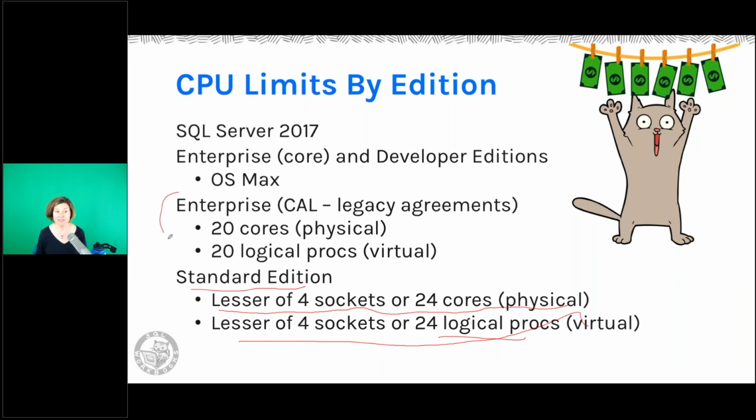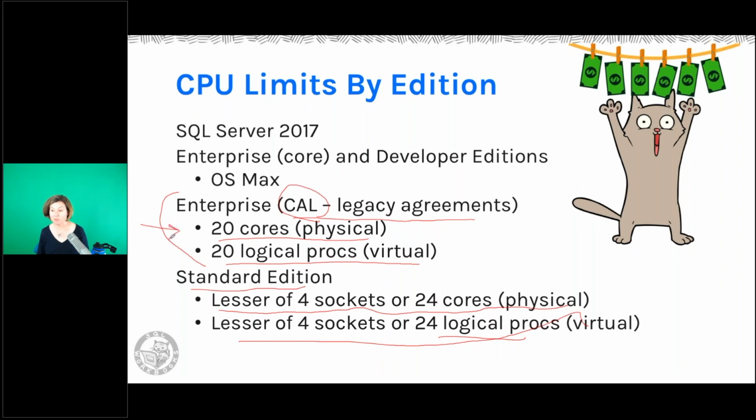For Enterprise Edition, we are limited to, and this is okay, what this is, if we are using a legacy agreement that got upgraded, that is called CAL licensing. And it will be limited to 20 cores physical or 20 logical processors virtual. So if you look at your SQL Server startup log and it says I am only using 20 cores because of licensing reasons, it is probably because this was installed.